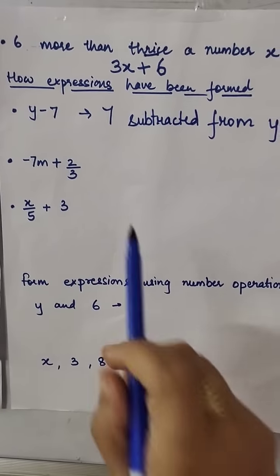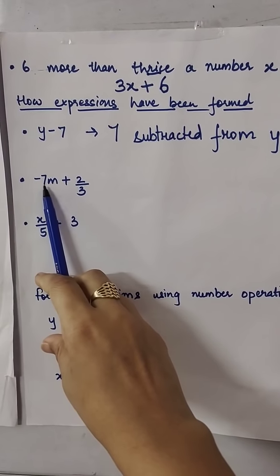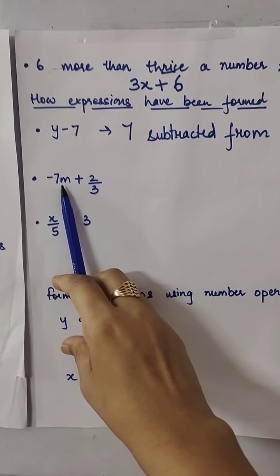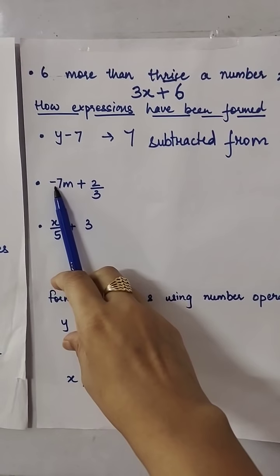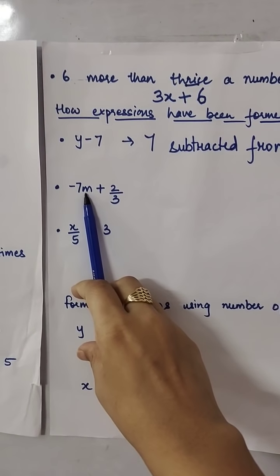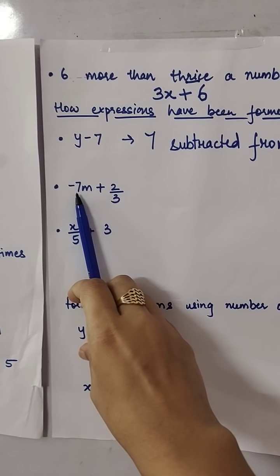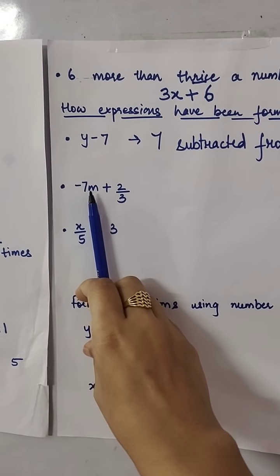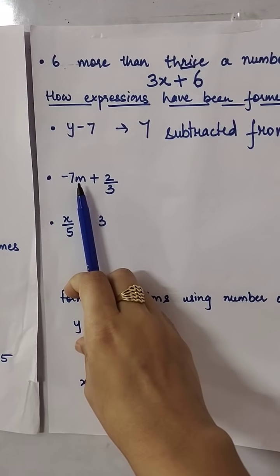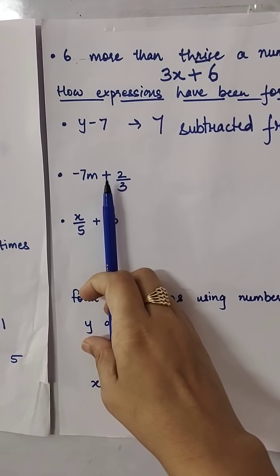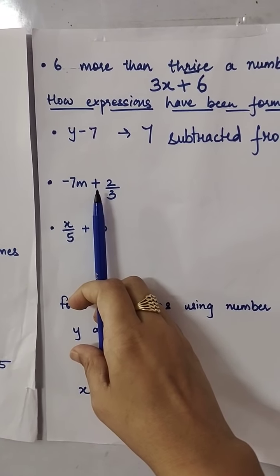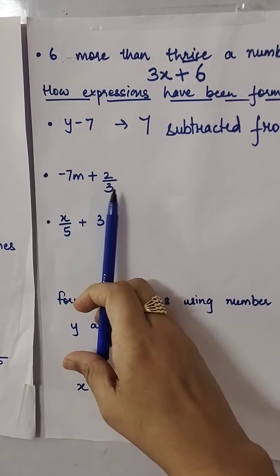So this says what? This expression says I am multiplying. I am multiplying what? I am multiplying minus 7 and m. These two, constant and variable, written together with no sign, means I am multiplying these two. So multiplied is the word that we have to use here, and addition. We are adding. What are we adding? We are adding 2 by 3.